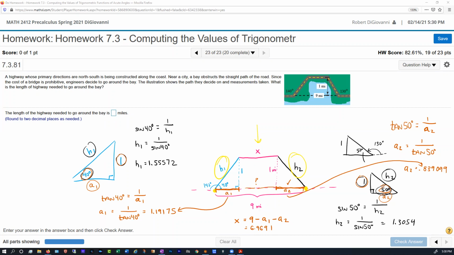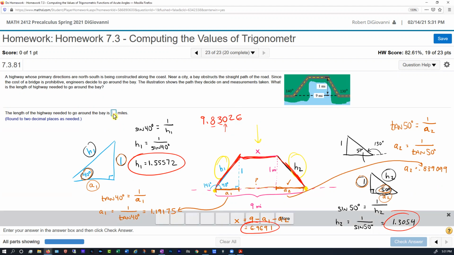So we're ready for our final answer. What we need to do is take H1, which is this part right here, add the X, which we just got to be this, and then add the H2, which should be, where's H2? H2 is here. So I'm going to be adding on my calculator these numbers, this one, this one, this one. So plus 1.3051 plus 1.55572. So I get a final answer. Well, not final answer, my calculator answer. And I want to round this to 2 decimal places. So 83, and then there's a 0 there, so I don't worry about it. So it's just going to be 9.83 miles. I hope.